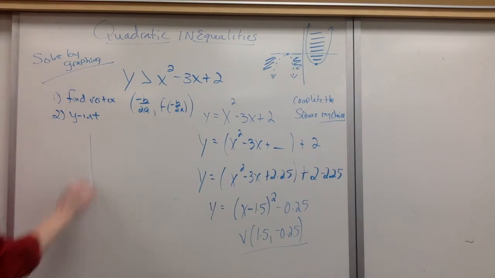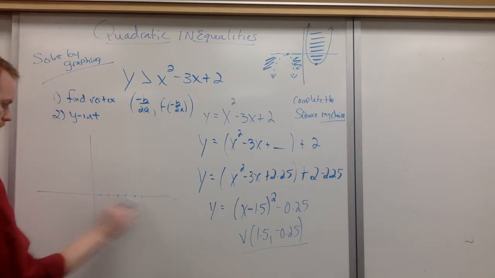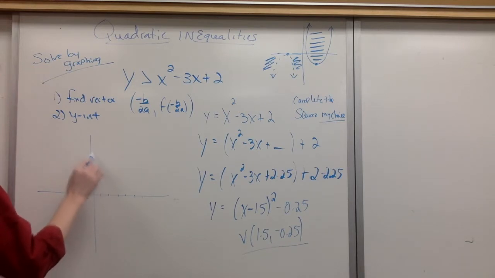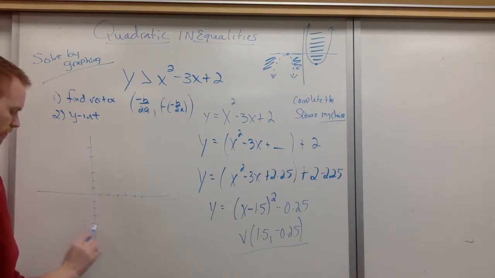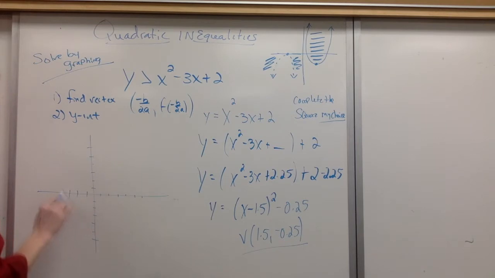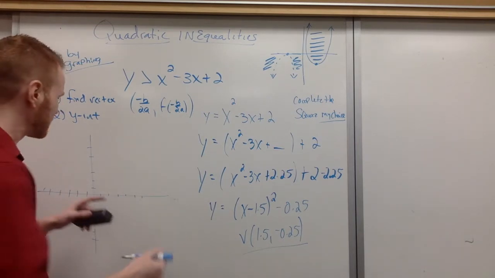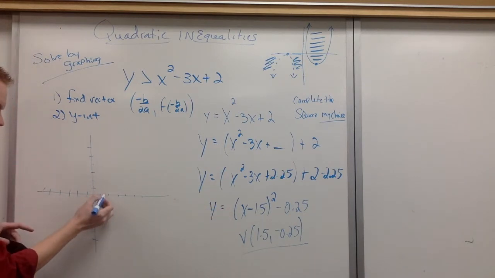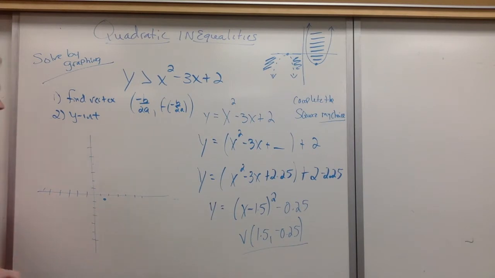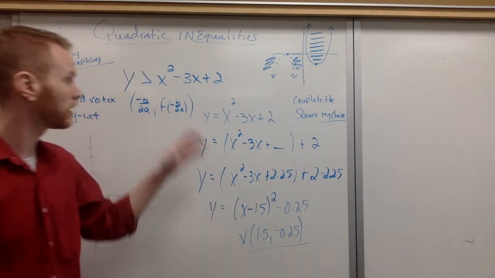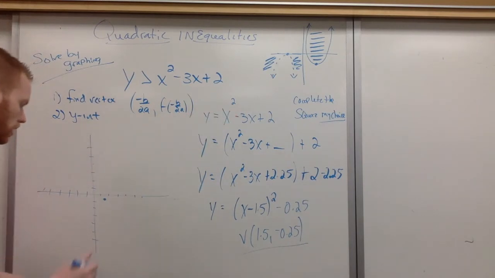Let me go ahead and, this is a hand-drawn graph. No critiques, guys, okay? Be gentle with me. 1.5, which would be roughly here, and then negative 0.25 we'll say is roughly there. There's my vertex point. What's my y-intercept? Go back to the original. If I plug 0 in, it's going to be 2, right? So here's my y-intercept.